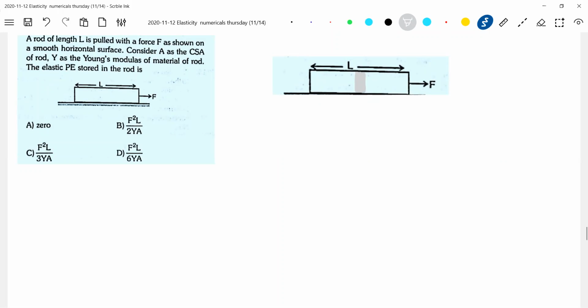Fine. So here the length is dx. This is x, and this is T plus dT, here T. First we'll calculate the tension here, then the elongation, and after getting that we'll calculate the energy. Recollect, we did the same problem with forces F1 and F2. Here only one force is there. Get the expression for tension. I think it should be F minus T.